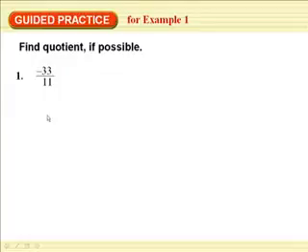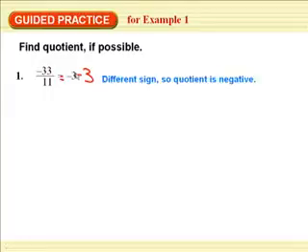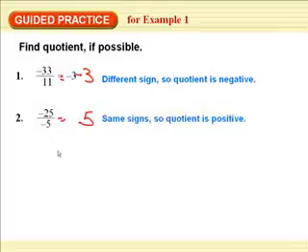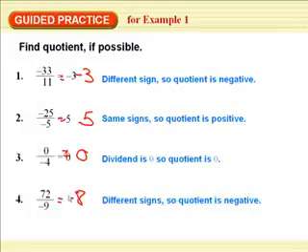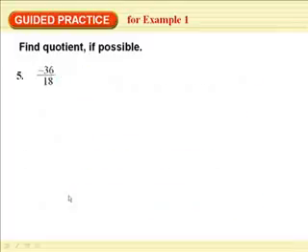Okay, guided practice. Find the quotient if possible. So 11 goes into 33 3 times, and there's a negative, so the answer is negative 3. 5 goes into 25 5 times. 2 negatives make a positive, positive 5. 0 is just 0, can't be negative. 72 divided by 9. 9 goes into 72 8 times. 1's positive, 1's negative, negative 8. 36 divided by 18. 18 goes into 36 2 times. 1's negative, 1's positive, so the answer is negative 2.